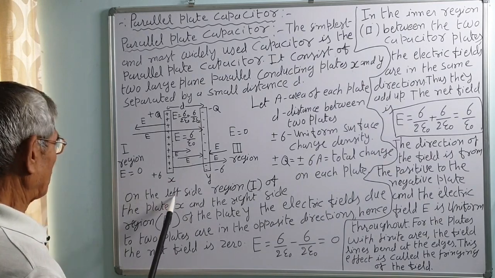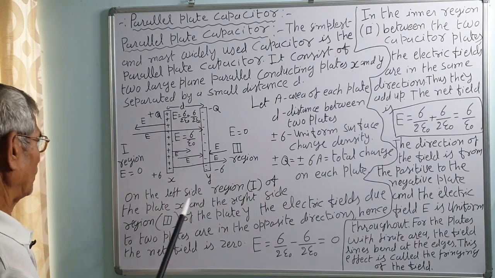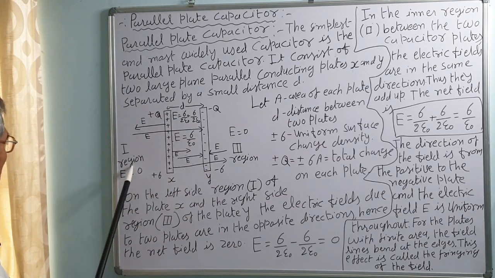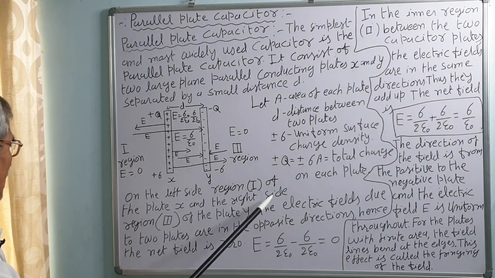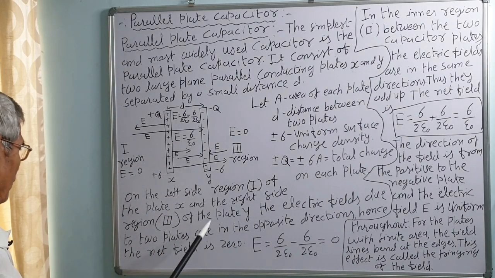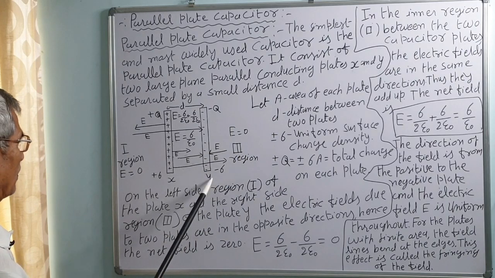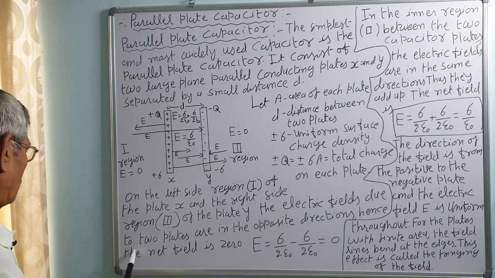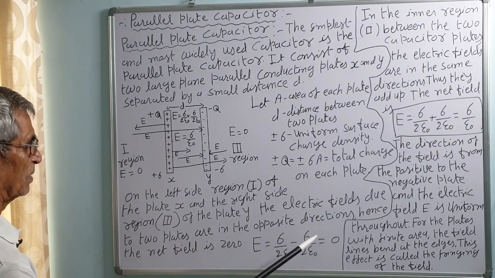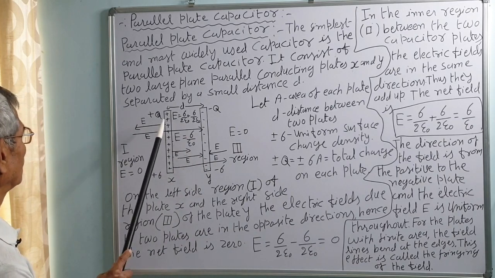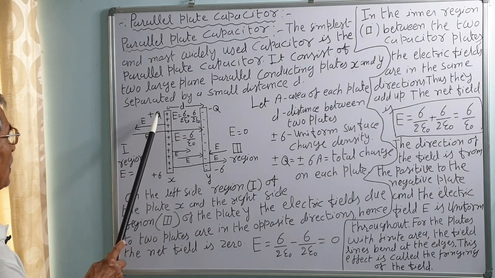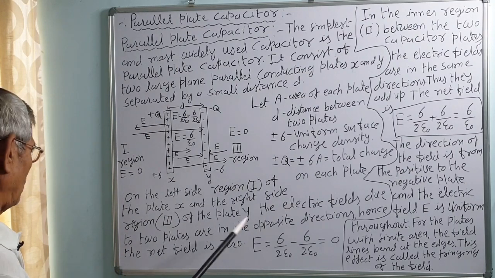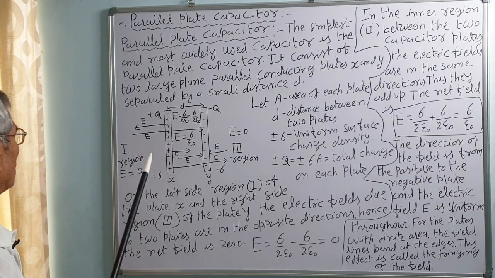On the left side of the plate X, that is region 1, and the right side of the plate Y, that is region 3, the electric fields due to the two plates are in opposite directions, and they are equal in magnitude because the charge is the same, so the charge density is the same; the only difference is in the sign. The net field is 0, as they are in opposite directions.